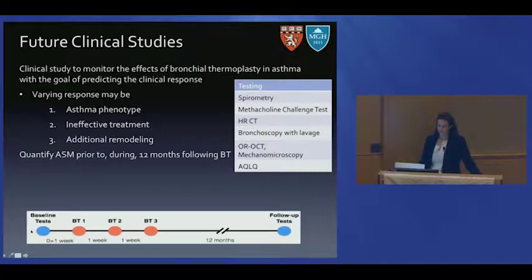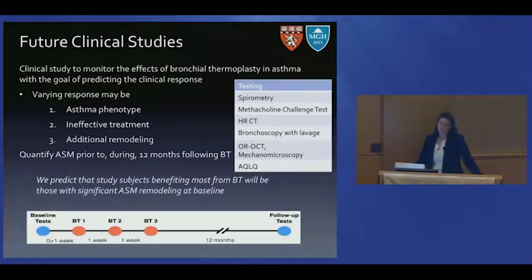Basically, we have baseline testing. Then they have the normal three BT treatment points, and we plan to image at each of these points. And then we plan to bring them back again 12 months later and image again to see what we see. Our testing will include spirometry, methacholine, CT, bronchoscopy with lavage, and obviously our OCT imaging, not only looking at the amount of smooth muscle, but how twitchy that smooth muscle is as well, the baseline tone of that smooth muscle, and the asthma quality of life questionnaire. So we predict that those subjects benefiting most from BT would be those that have more airway smooth muscle at baseline, which is kind of intuitive.